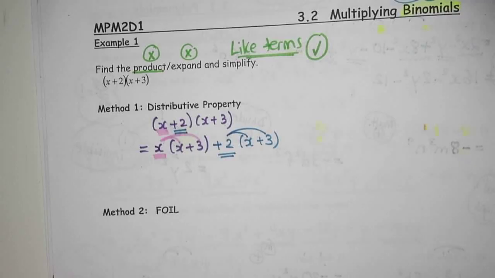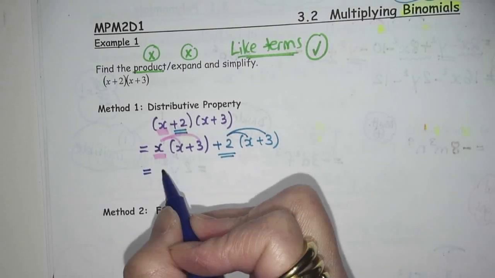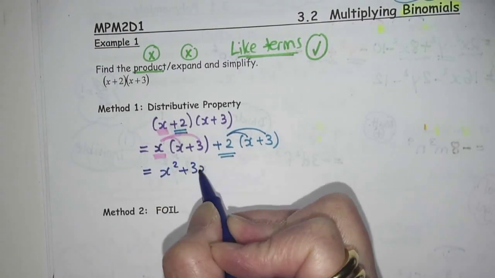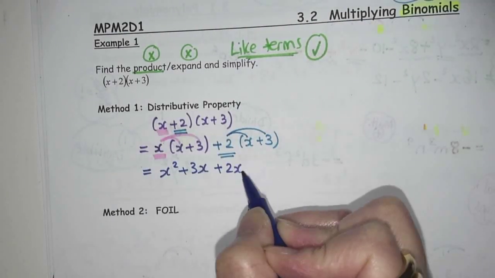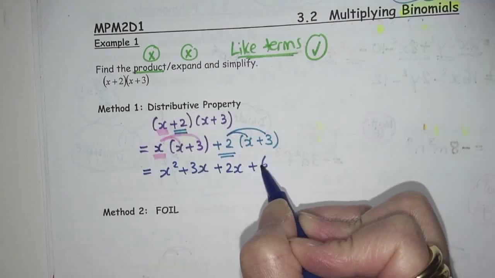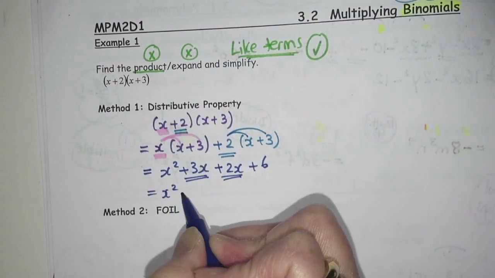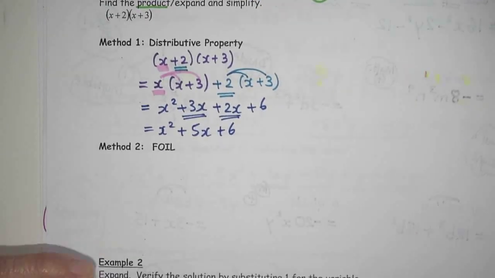So when you expand that out, you're going to get x times x, keeping the equal signs here. x times x is x squared, x times 3 is 3x, and then 2 times x would get me 2x, and positive 2 times 3, which gets me 6. Then you collect up your like terms, and you go x squared plus 5x plus 6. So that's how you would do it using distributive property.